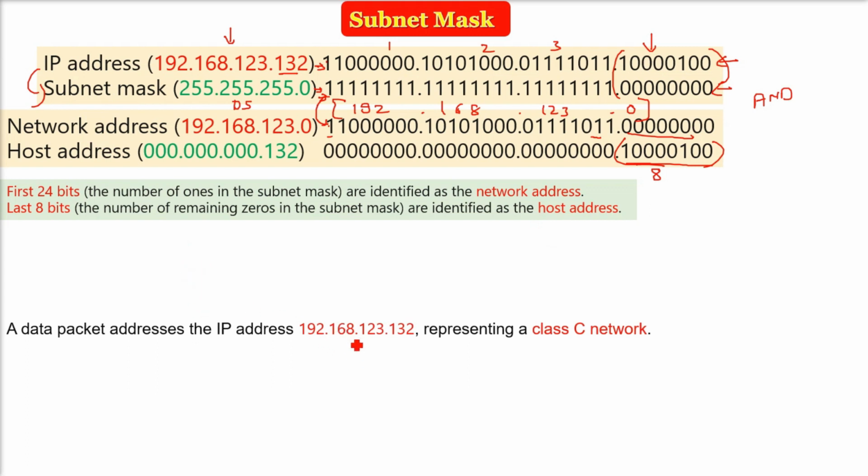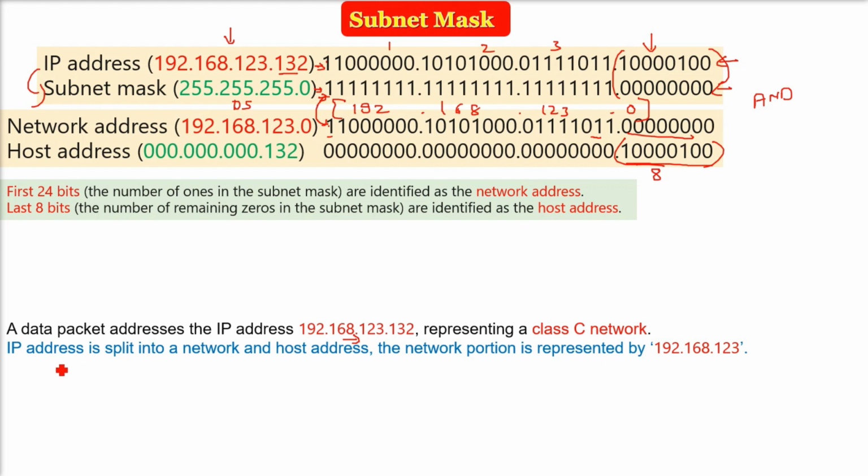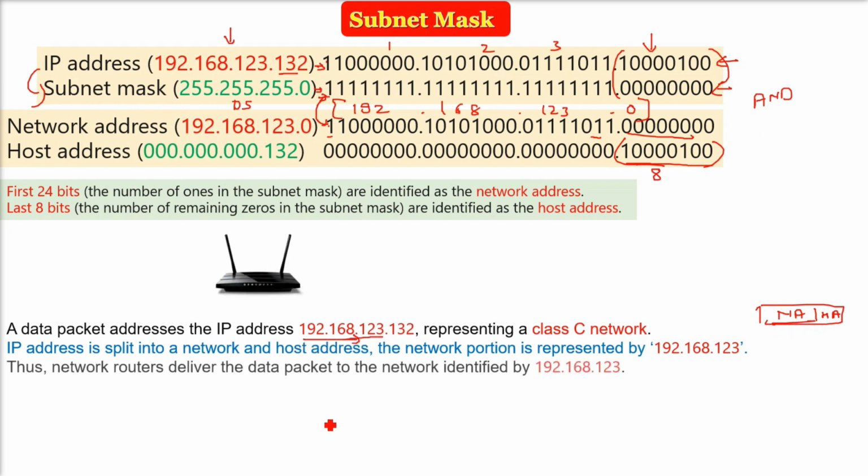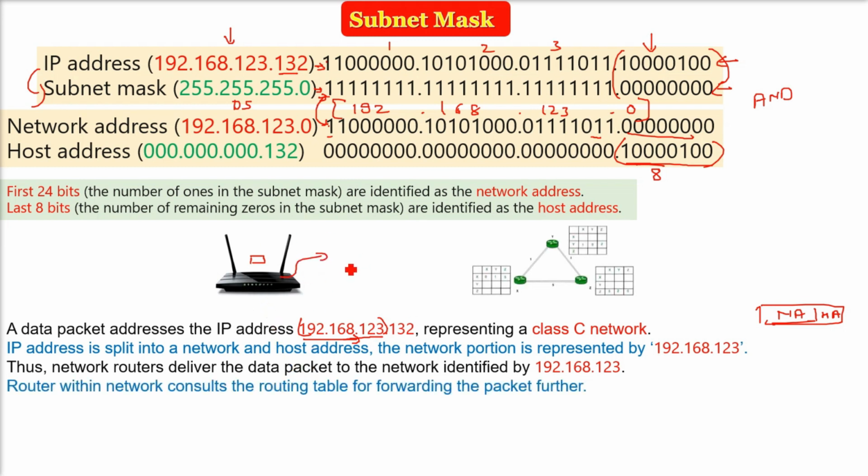If you want to understand in the form of a data packet, then we have an IP address. And this IP address absolutely falls into a class C network. So the IP address is divided into 2 parts, network and host address. So the network portion is represented by what? When we ANDed these two, what did we get? 192.168.123. In class C, the first 3 are for the network. Okay. So the network router delivers the packet to which network? 192.168.123.